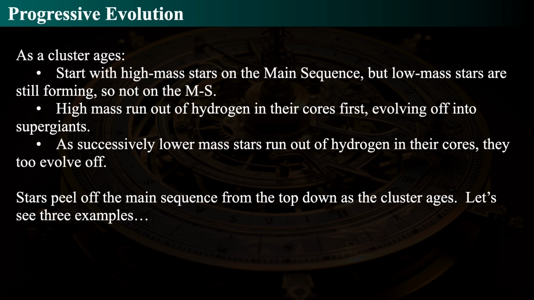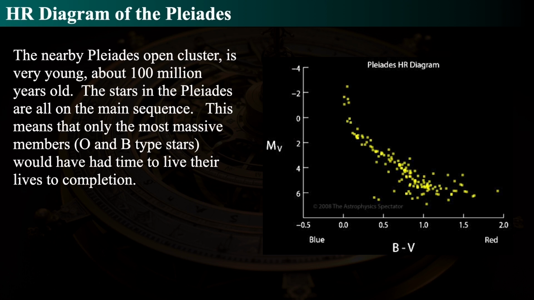So we're going to see three examples real quick here. The first is the Pleiades. And the Pleiades is, of course, that quintessential nearby open cluster. It's about 100 million years old. And that means only the most massive members, the O and B type stars, have even had time to live out their entire main sequence.